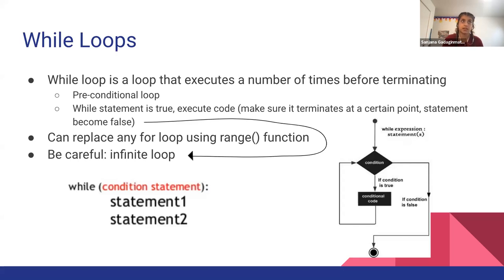So while loops can actually replace any for loop using the range function. But you need to make sure that a while loop is not an infinite loop. A while loop can be an infinite loop if the condition is always true and it never becomes false. If that happens, then you'll have to use external control to stop the while loop. Yeah. So here's a little diagram of how a while loop works.